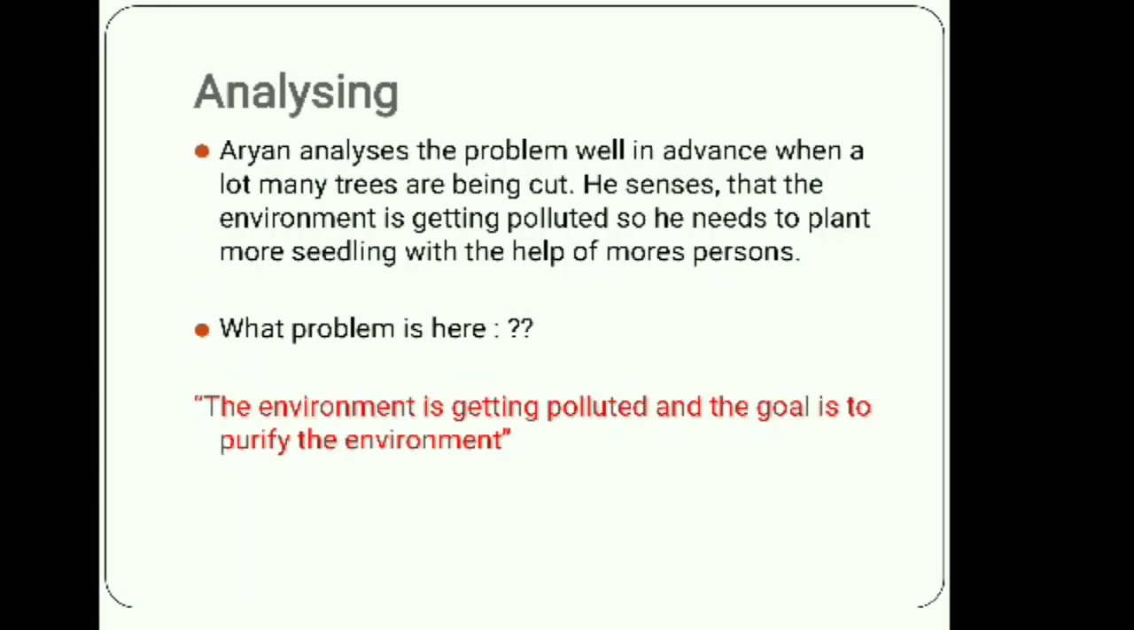Then let's talk about analyzing. For explaining this topic, I am taking the example of a boy whose name is Aryan. Aryan analyzes the problem well in advance when a lot of trees are being cut. He senses that the environment is getting polluted, so he needs to plant more seedlings with the help of more people. So can you tell me what the problem is here? The problem is the environment is getting polluted and the goal is to purify the environment.